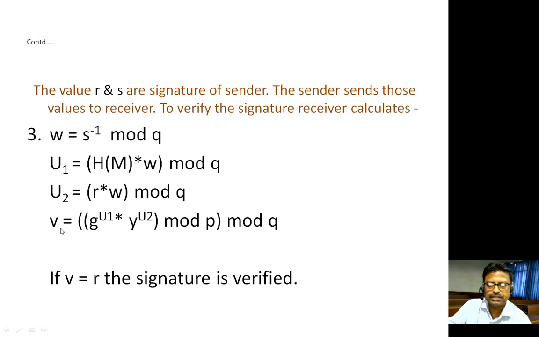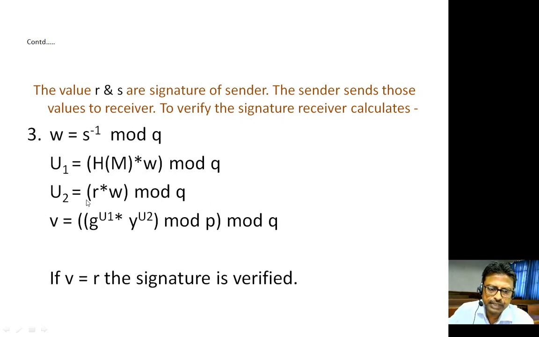And how does it calculate the value of v? With g to the power u1 multiplied by y to the power u2, and then take mod p and mod q. And if this value of v is equal to r, the signature is verified and the message is accepted, otherwise rejected. So how? Let us check.